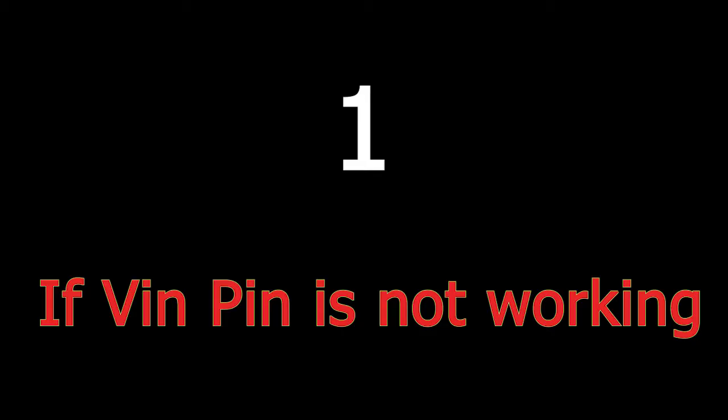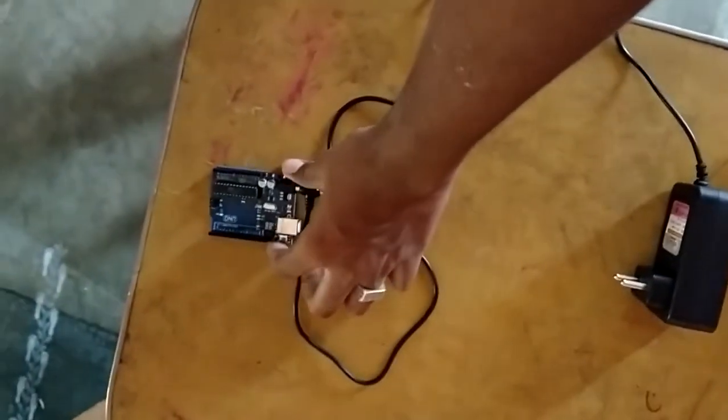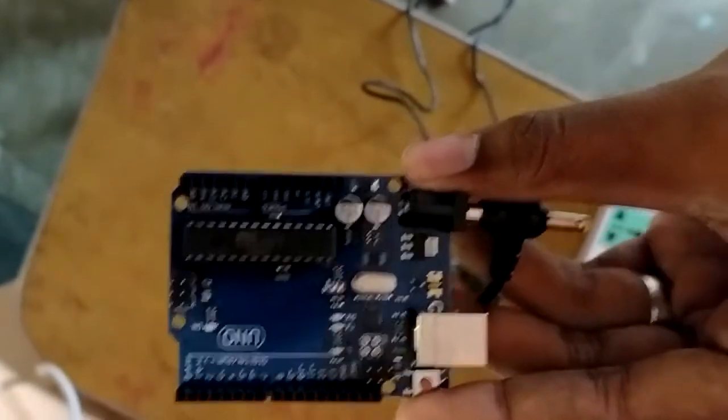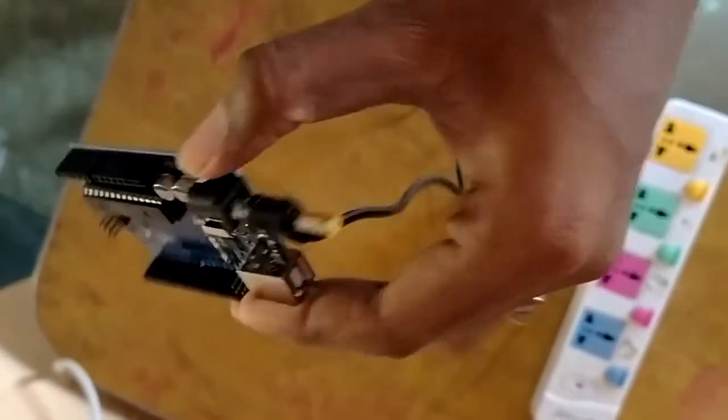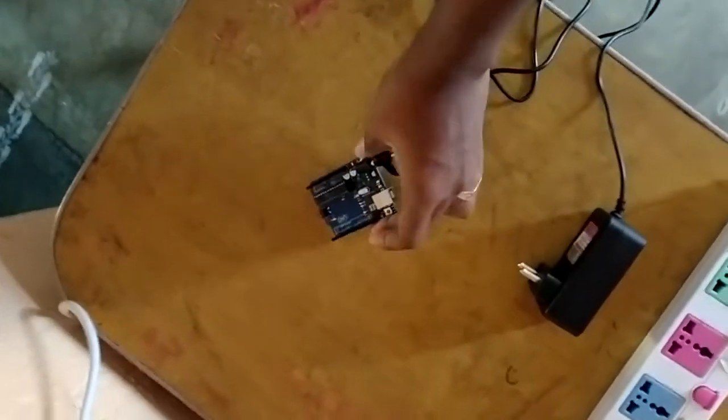So here the first problem: if the V-in pin of the Arduino is not working, if the V-in pin is damaged, then how to power the Arduino. So here we are using an adapter. We connected an adapter to our DC jack. We can give power to the DC jack up to 18 volt.